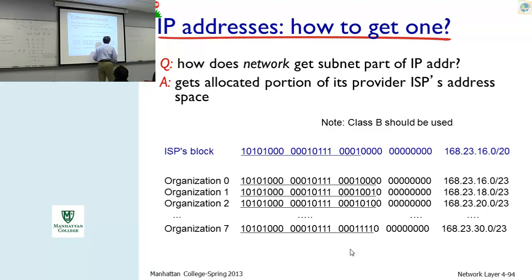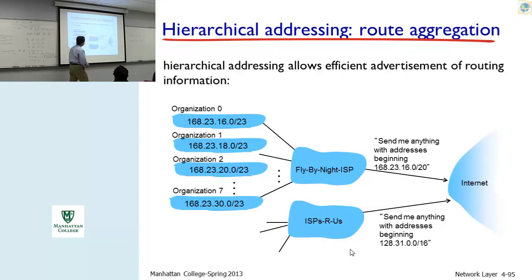So if I get any address, I mask it with this, and I get this number, I grab it. Then I mask any datagram with this. If I get this, I will send it to this organization. If I get this address, I send it to this organization, etc., etc. Okay, so that's how it is done.